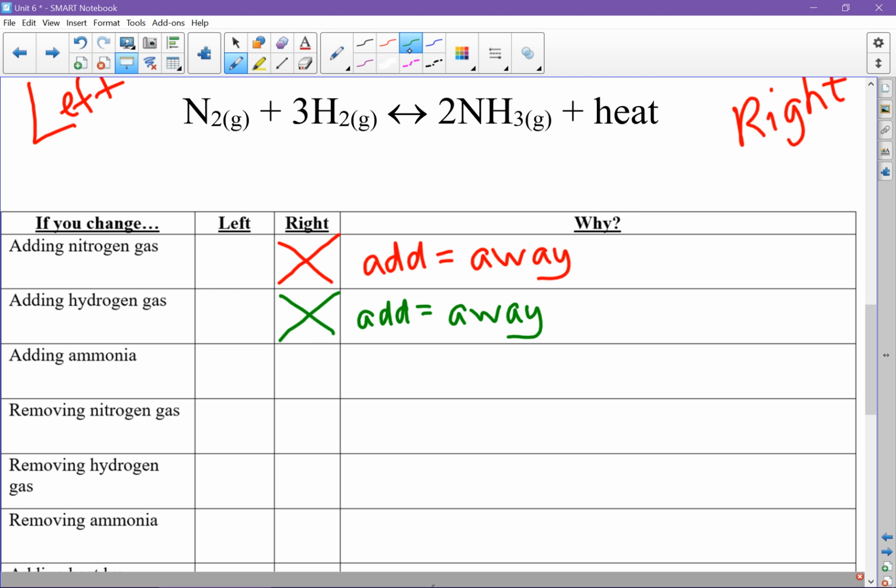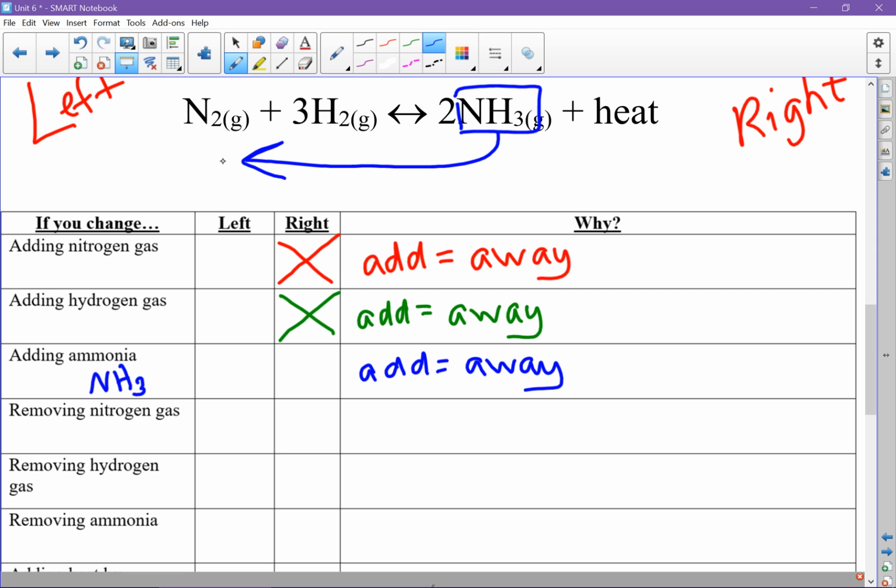So let's think about the next one. If I add ammonia, if you're not sure yet, ammonia is NH3. That's one of those common chemical names like water. Ammonia is NH3. So here's my ammonia. Adding means we're going to go away. So if I draw an arrow pointing away from this, it's going to go that direction, to the other side of the reaction. So that means that this would shift to the left. That means I would have less of this and I would get a lot more N2 and H2. Okay? So those were all adding examples.